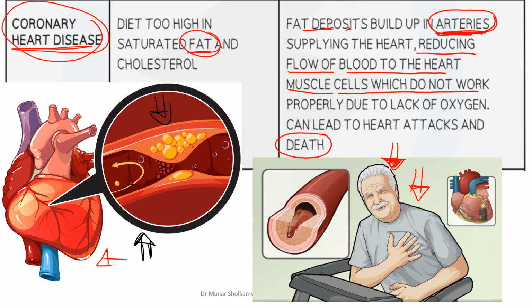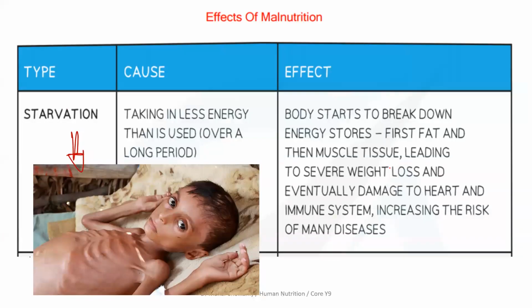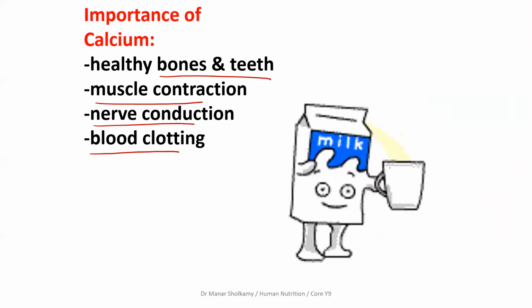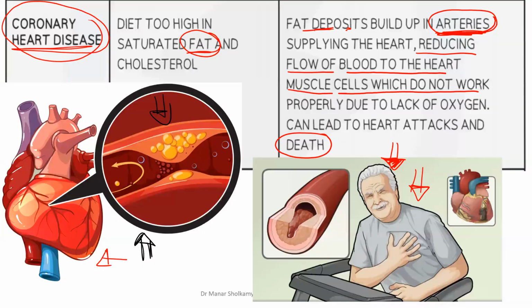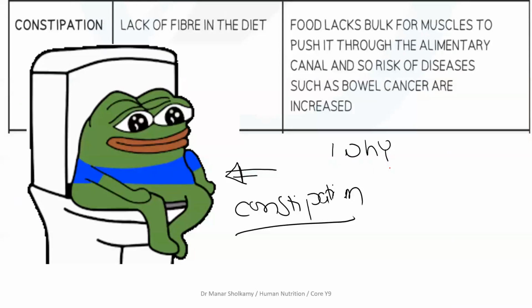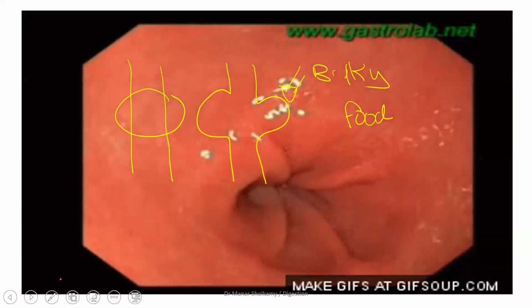So this is another example of malnutrition. Malnutrition means I'm eating the wrong type of food, including starvation, including constipation, for example, anemia. As long as you have a disease related to food, then this is an example of malnutrition. We already mentioned that. Why would you suffer from constipation? Because of the lack of fiber. Okay, there are other reasons, of course, but we're talking today about fiber. I hope this is clear.